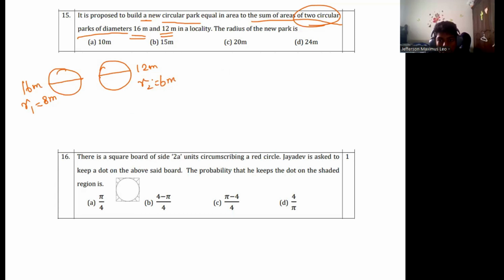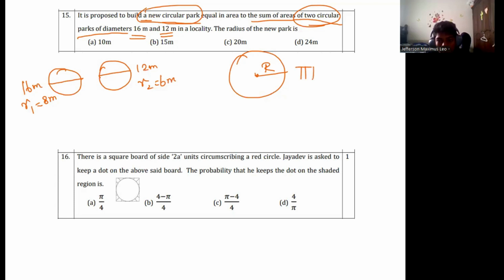The sum of their areas is equal to the area of the new circular park. That's the given matter. For the new circular park, radius we take as capital R, so all are different variables, only for avoiding confusion. R1, R2, capital R, or small r, anything we can use. We are talking about areas only, not perimeter.